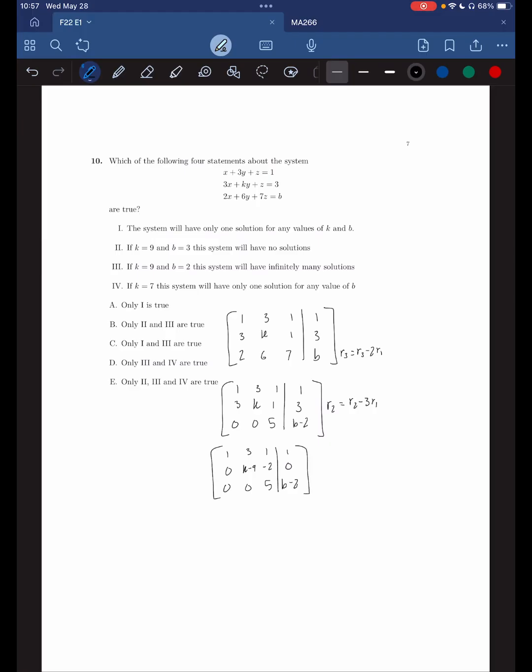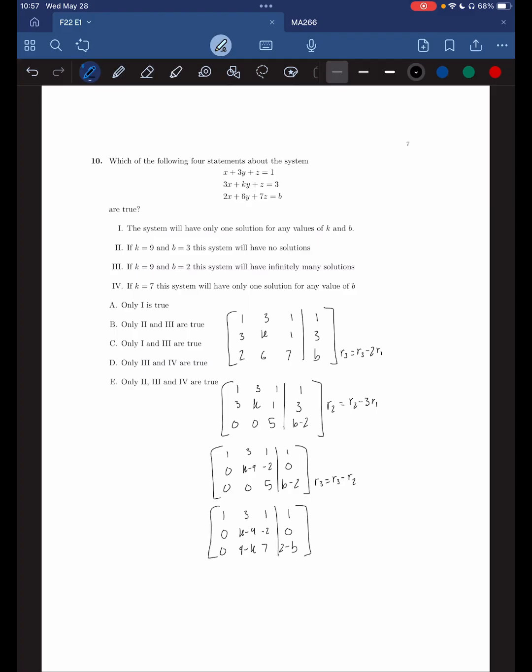And now finally, I do want some kind of relationship between my Ks and Bs in the same row. So to make that nice and easy, I'm going to say row 3 equals row 3 minus row 2. So now 1, 3, 1, 1, 0, K minus 9, -2, 0. 0, this turns into a 9 minus k, this turns into a 7, this turns into a 2 minus b.